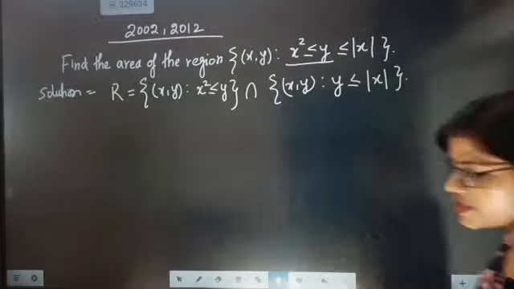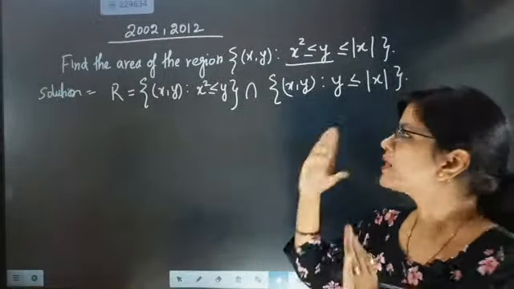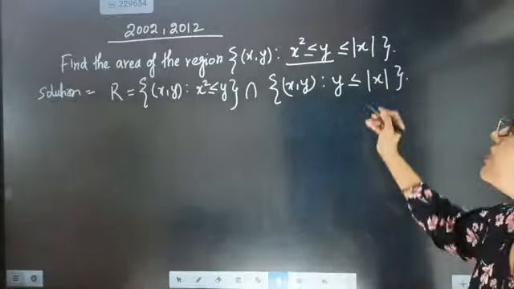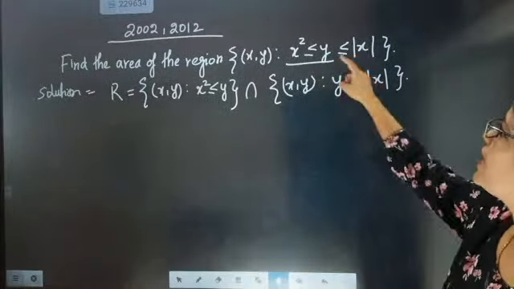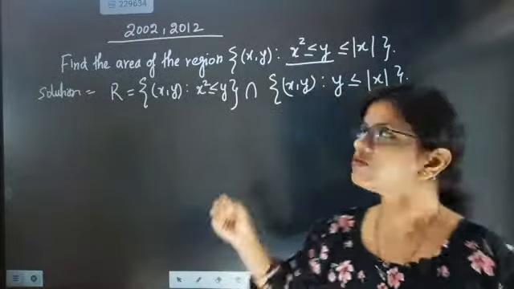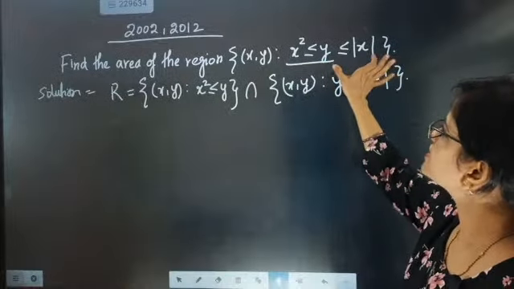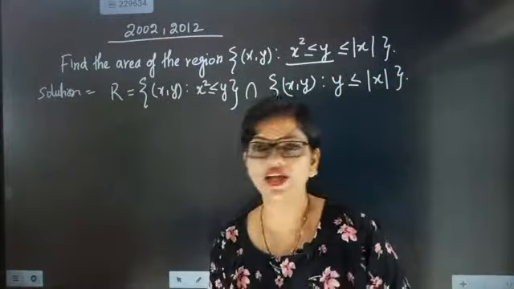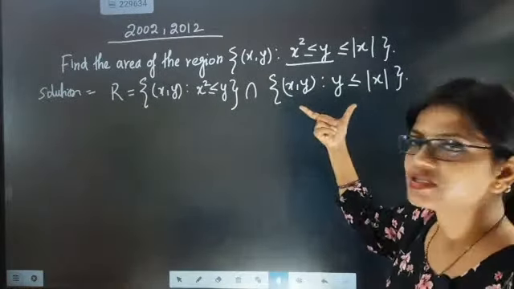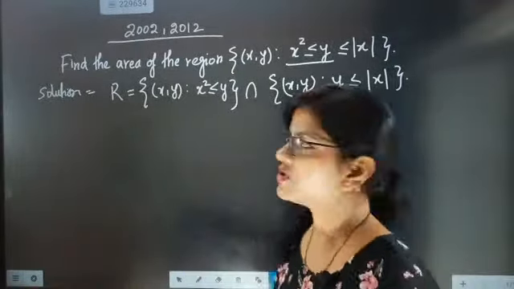So now look here. In this section, a region is given to you and you have to find the area of that region. Two important conditions are given, beta: x² ≤ y and y ≤ |x|. Now you have to divide this region into two, because they are two different parts. One is x² ≤ y and the other is y ≤ |x|. For that, I have taken one as region 1 and the other as region 2. So the first work is converting it into region 1 and region 2.